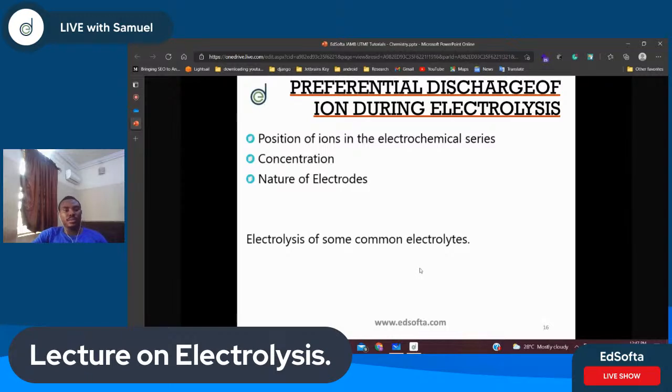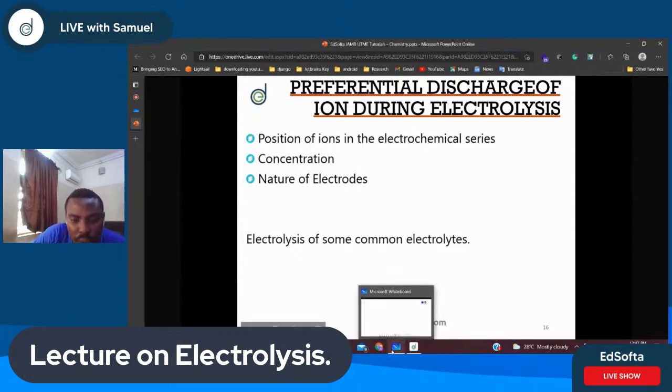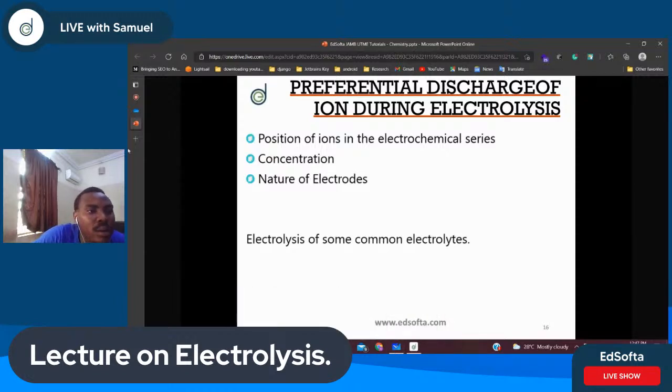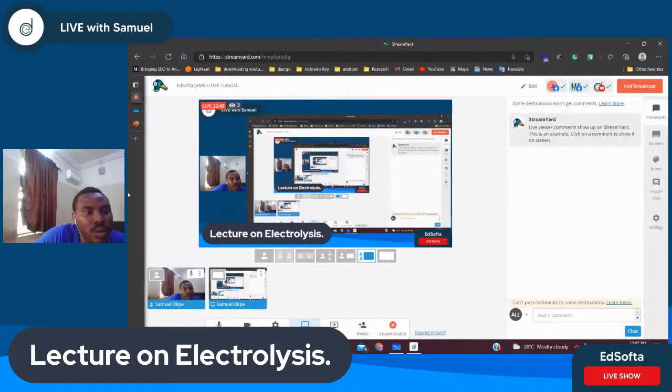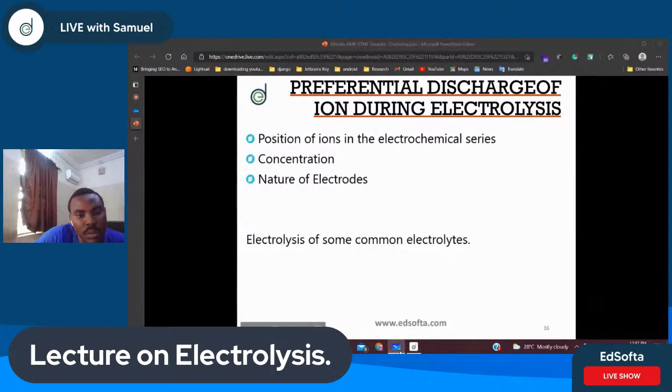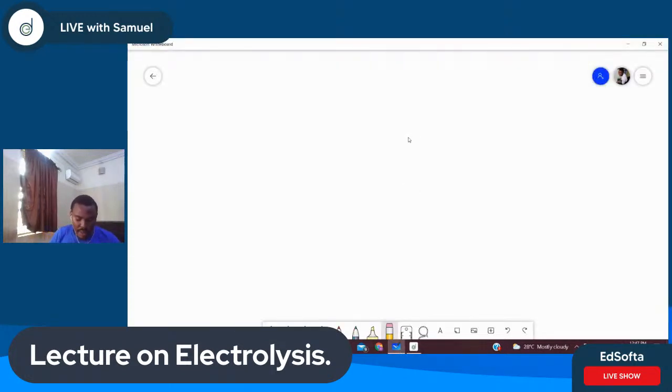So let's go on. Before that, let's look at the electrolysis of some common electrolytes that we know. This is where we go into the science of electrolysis, talk about that for a few minutes before we move back to this and then talk about questions. Some examples: the electrolysis of concentrated NaCl, that is brine solution.